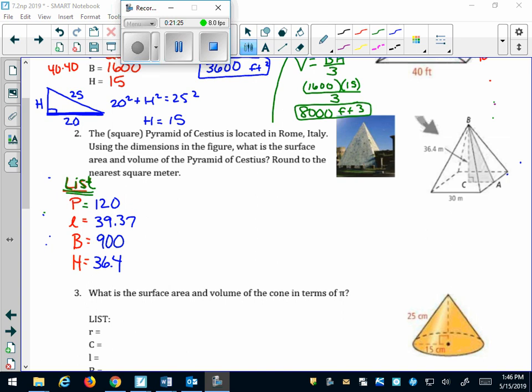Okay, so these should be the values in your list. From there, you're just pulling from that list and putting things into the formulas.